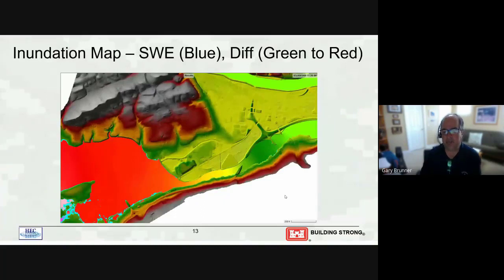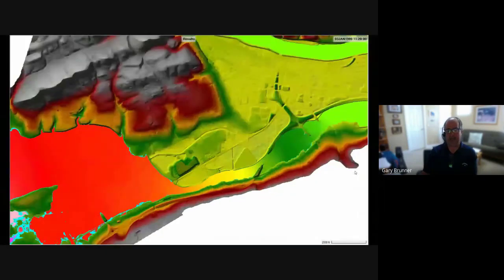Now here's an inundation map, and I'm going to animate this. I'm plotting on top the diffusion wave equations in green and red, but on the bottom are the shallow water equations, and they're just in blue. But the point here is that it's the same exact event, same model. The only thing different is the two equations. And let's see what happens in time.